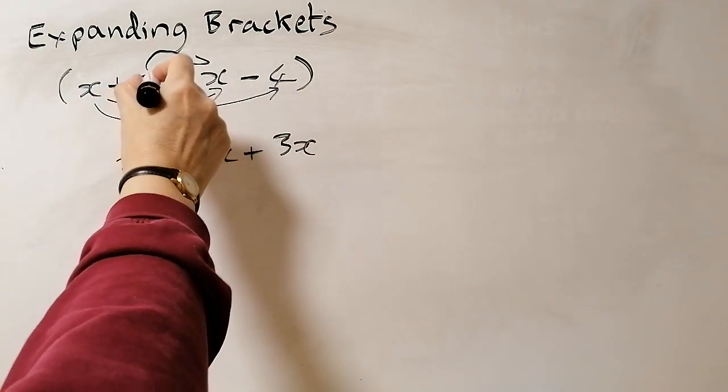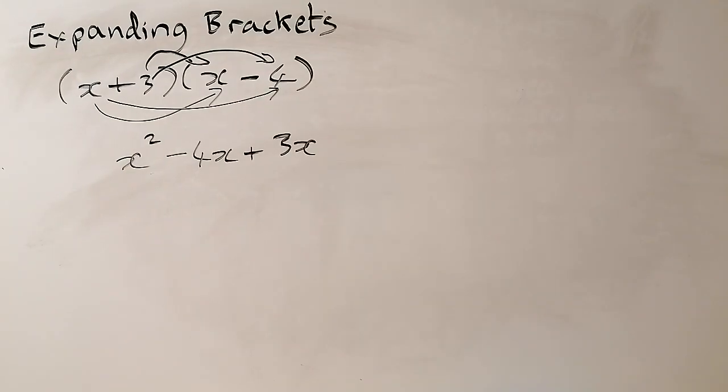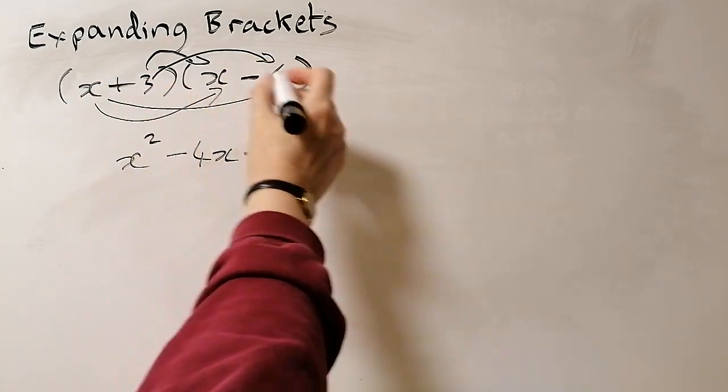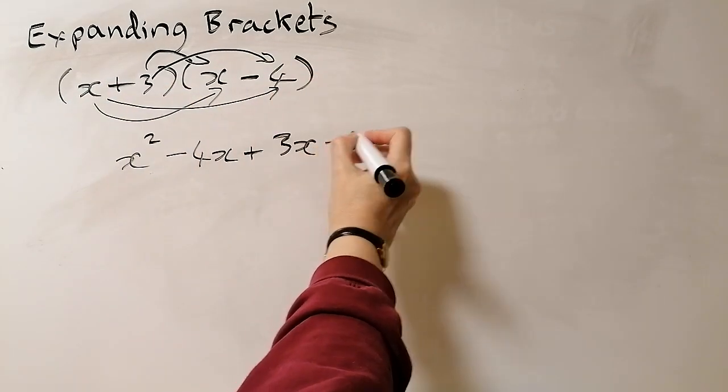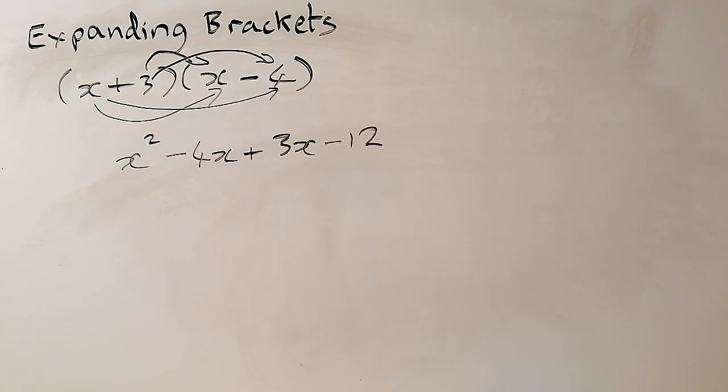Then we take this term here and we multiply it by 4. So we're going to just get a number now, because that means 3 times 4, and it's a plus 3 times a minus 4, and that becomes minus 12. Now we haven't quite finished, because what we've got to do now is simplify this expanded bracket.